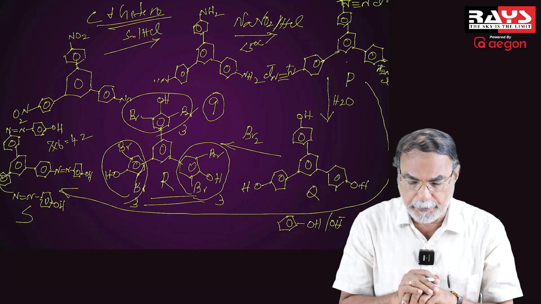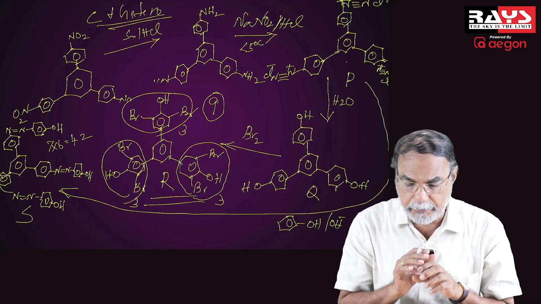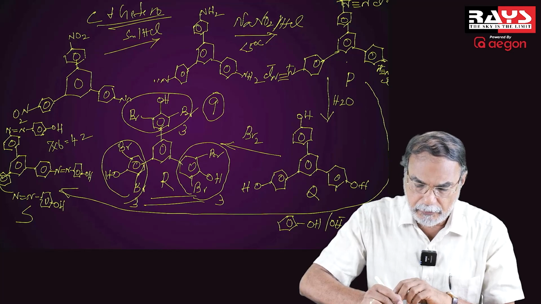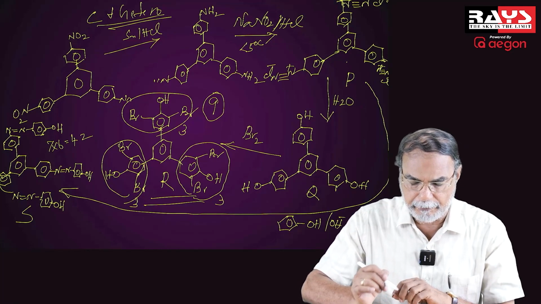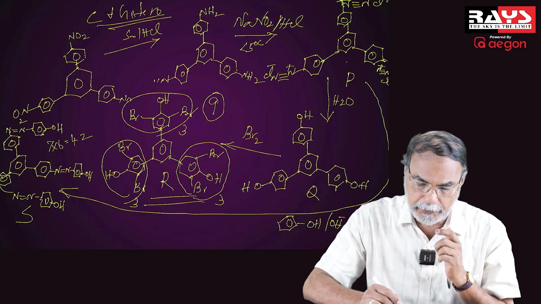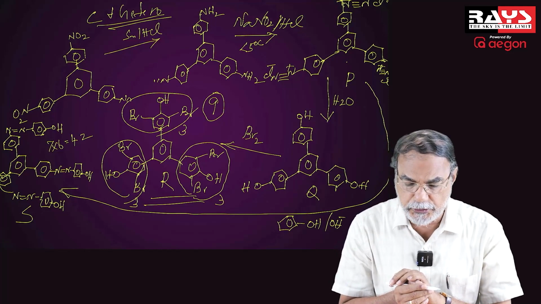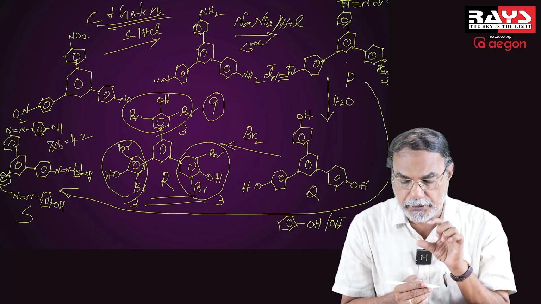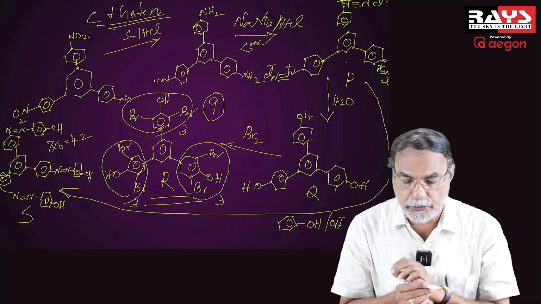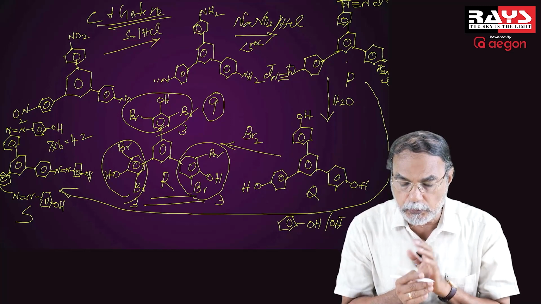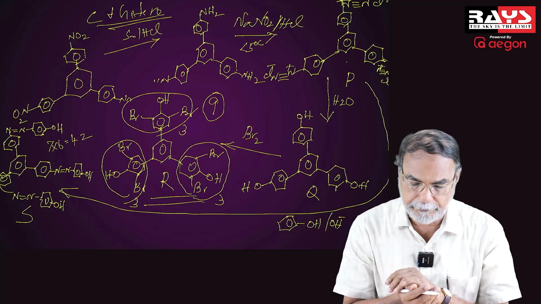Look at the structure of the compound. And how many benzene rings are in the structure? 1, 2, 3, 4, 5, 6, 7. So 7 benzene rings means 7 into 6. Each benzene ring contains 6 carbon atoms. So 7 into 6 is equal to 42 carbon atoms in the compound.